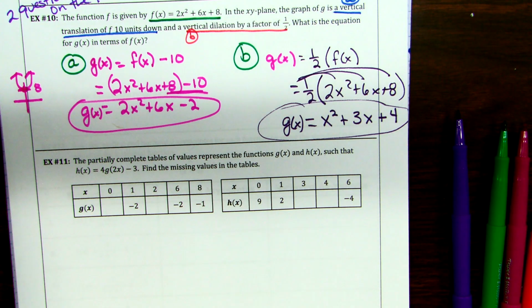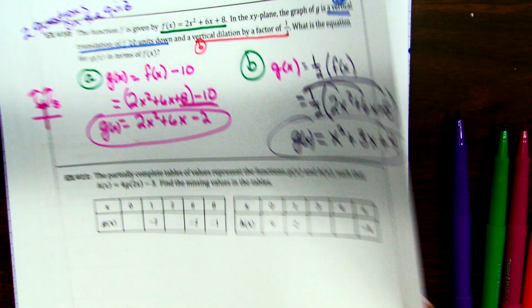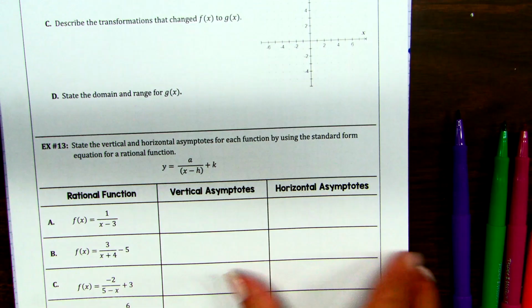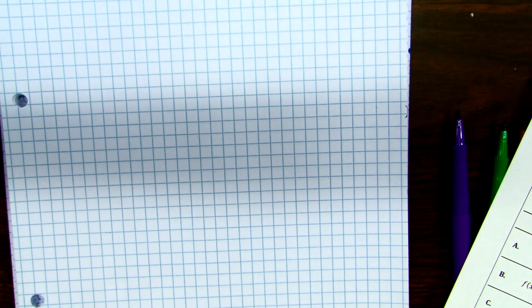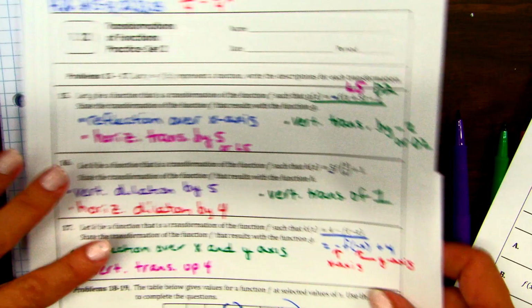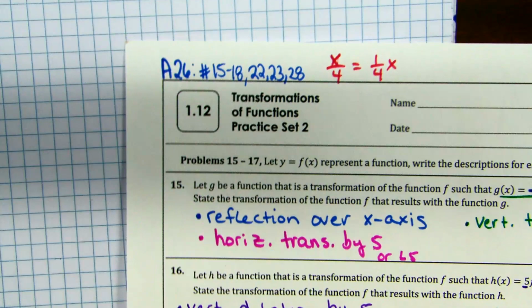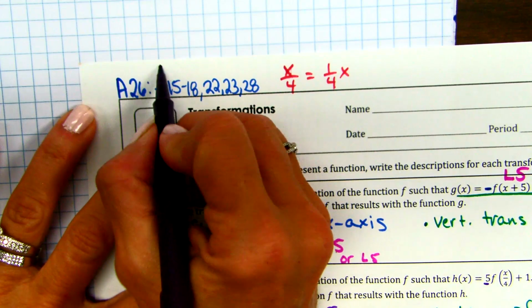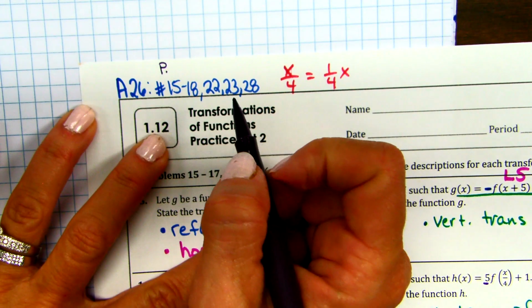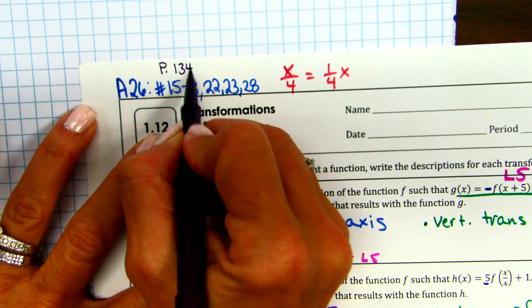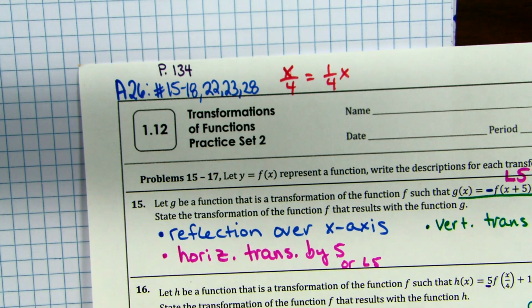All right, we're going over to page, shoot, I don't know. I didn't write the page number down. What page is this, guys? Thanks. 134. Guys, we only have one section left. 13, 14. Yeah.